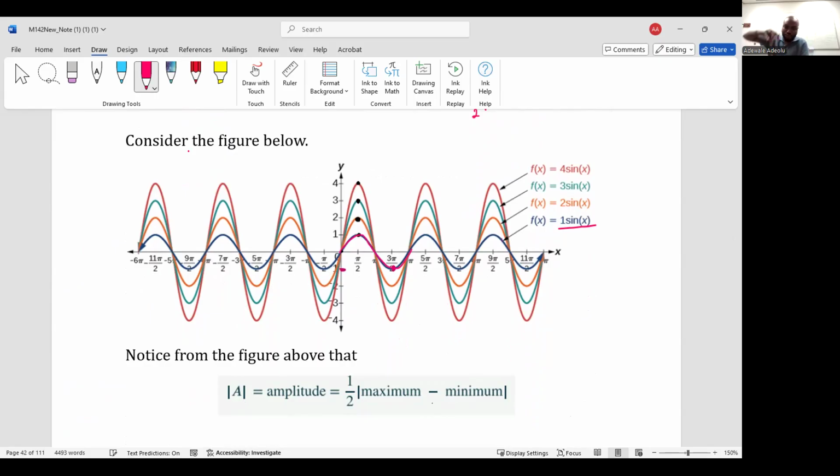When A is 2, it is vertically stretched. So you can see we have this. When A is 2, it is vertically stretched. And when it is 3, when it is 4, and so on. What if it is maybe 0.5? Then it shrinks, compresses vertically.